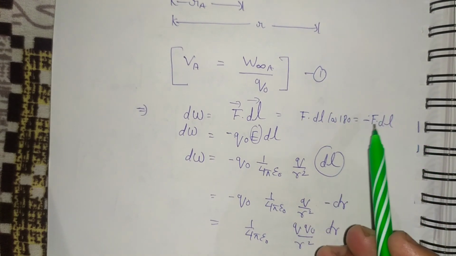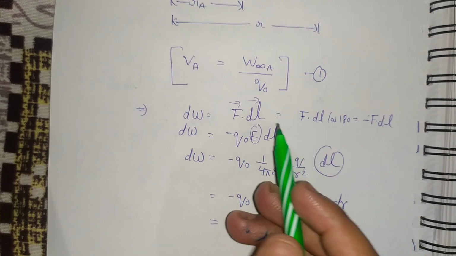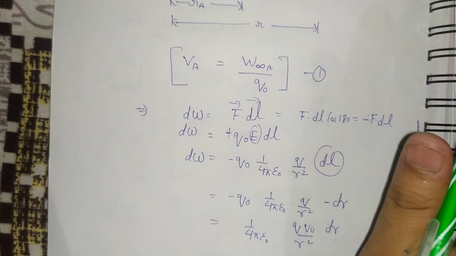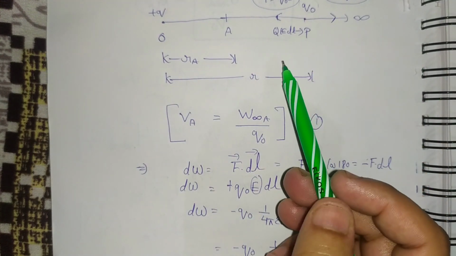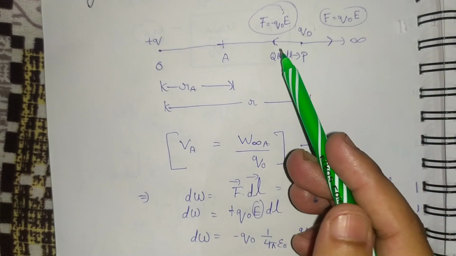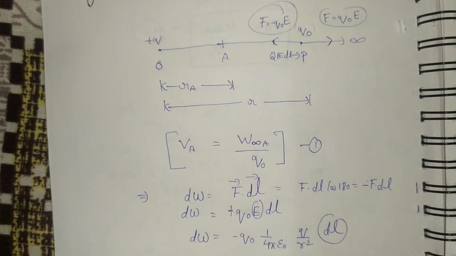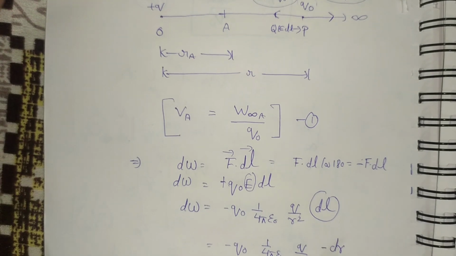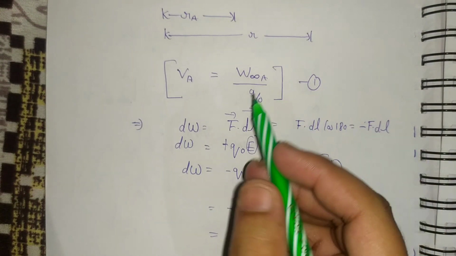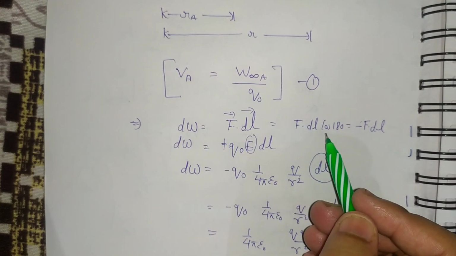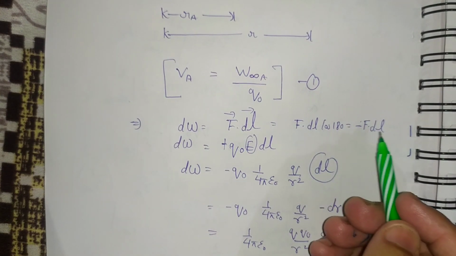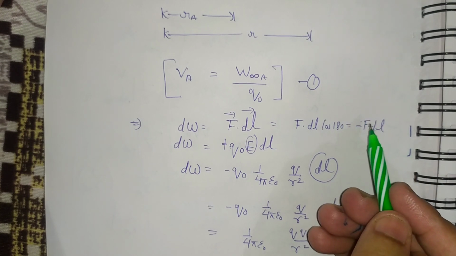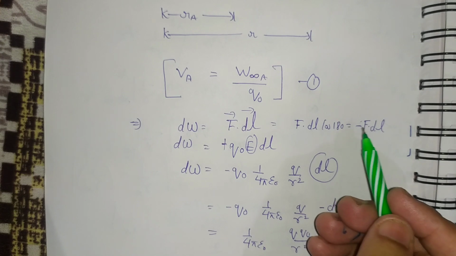Don't be confused by the minus sign of F. Minus minus becomes plus. Minus of q naught E, that is this. Okay, you understand this point? The value of F dot dl cos 180 equals minus F dot dl. When you place the value of F, that is minus qE, then minus minus gets plus.